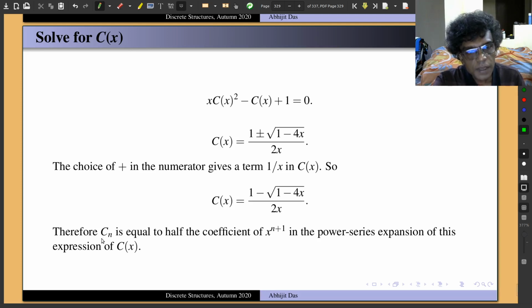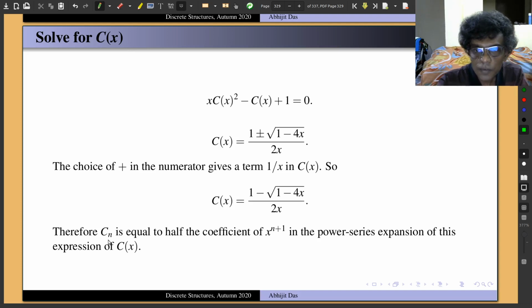Then that will give me the nth Catalan number in a purely algebraic way. We have already derived a formula for this in a combinatorial way, but we will now get an algebraic way of deriving the formula for the nth Catalan number, and let us see what comes.